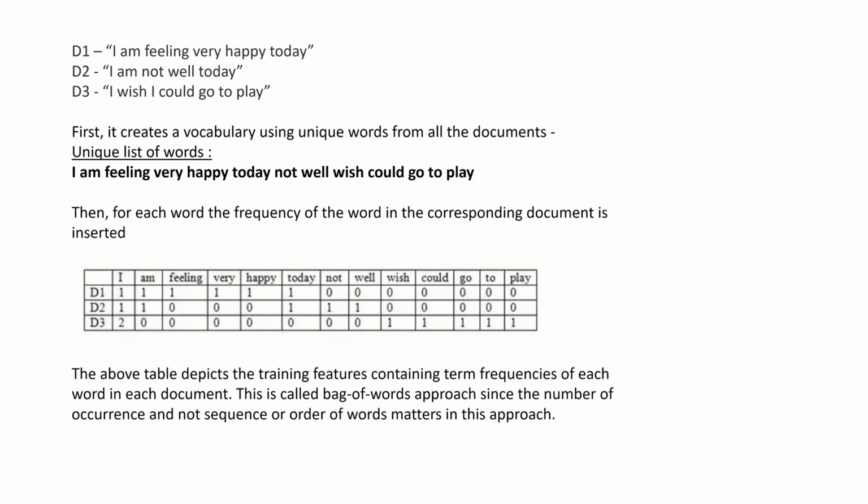Here is an example, consider three statements d1, d2, d3. We create a list of unique words over here. You can see that unique list of words: I, am, feeling, very, happy, today, not, well, wish, could, go, to, play. All these are unique words generated from the above three statements. Now, for each word, the frequency of the word in the corresponding document is inserted. As you can see in the matrix generated here, in D1, I appeared only once, whereas in D3, I appeared twice. So that's where 2 appears in the matrix. Similarly, that's how the whole matrix is built.